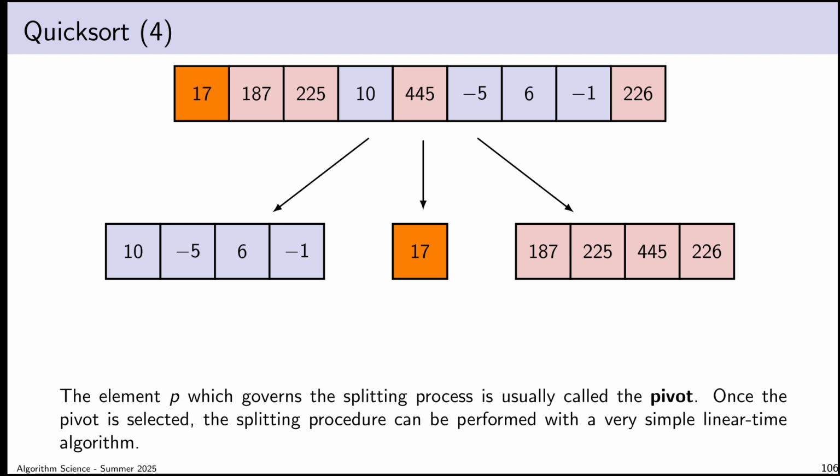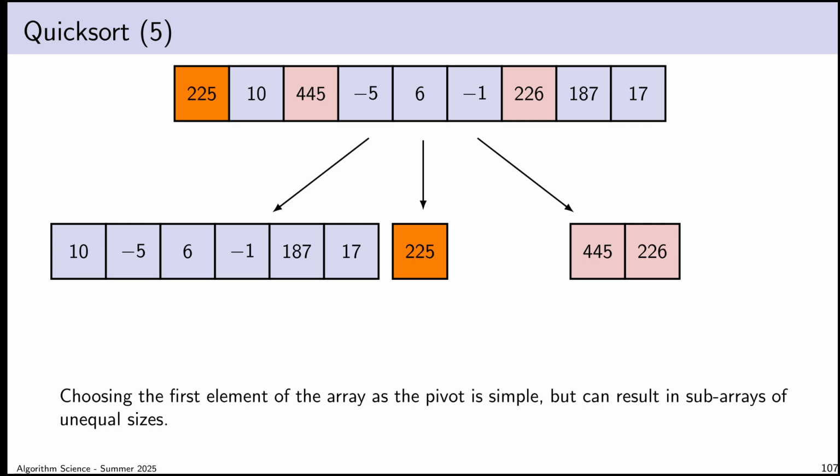Typically, we call the element that I use to govern the splitting process the pivot. That's why I called it P earlier. And once we select the pivot, because you could argue that we have a lot of options for which pivot to choose, once I select it, the process of splitting is just a simple linear time binning operation, basically. You take each thing and throw it into a bucket depending on whether it's less than or greater than my pivot P.